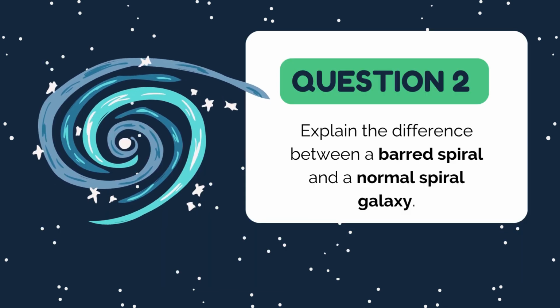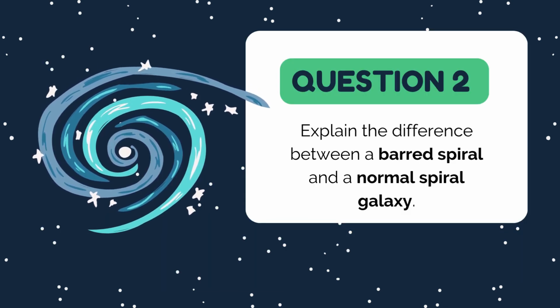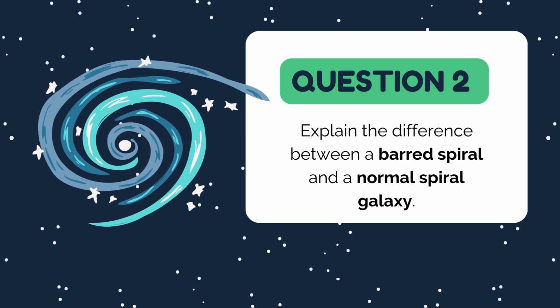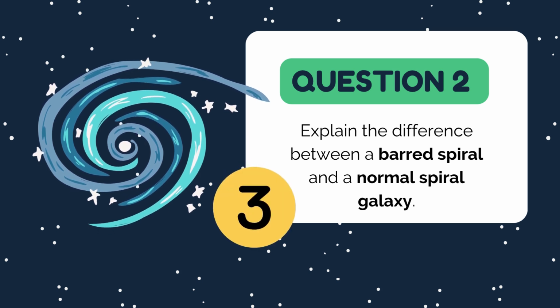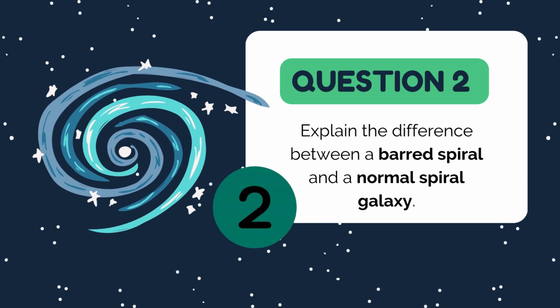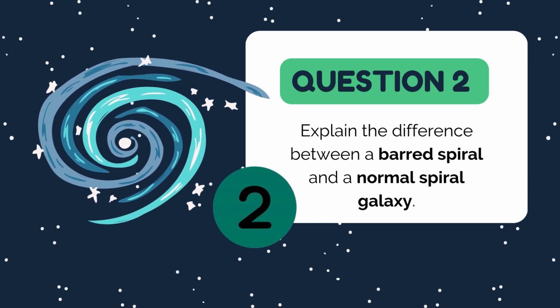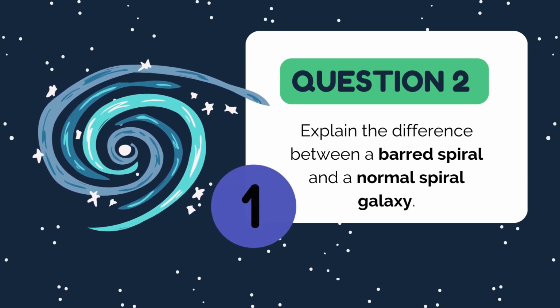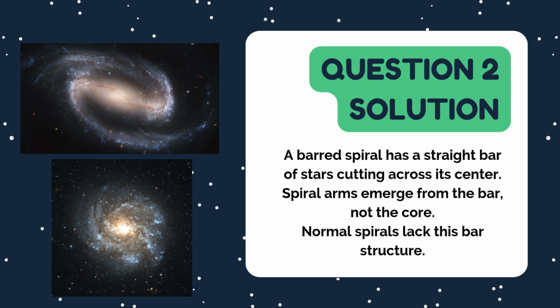Next up, let's test your concepts. Explain the difference between a barred spiral and a normal spiral galaxy. A barred spiral has a straight bar of stars cutting across its center. Spiral arms emerge from the bar, not the core. Normal spirals lack this bar structure.